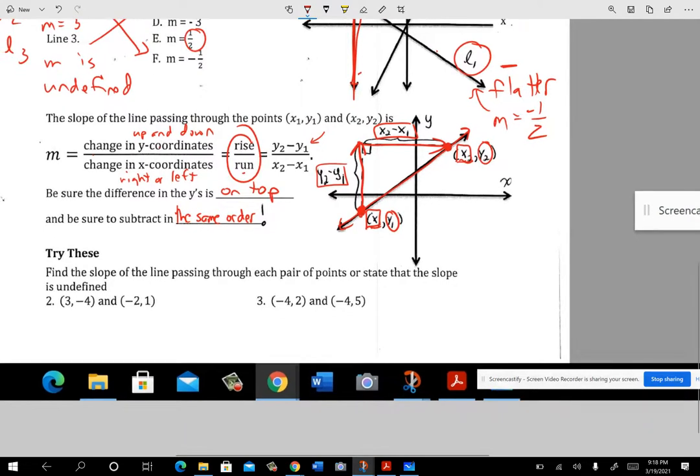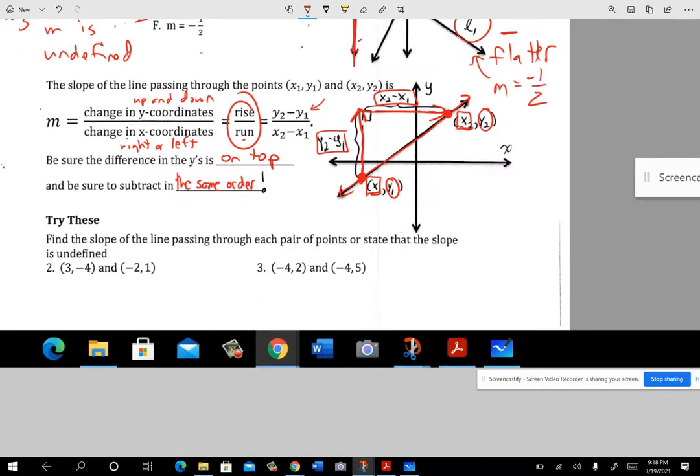All right, so let me show you what I mean. So here's an example. This says, find the slope of the line passing through each pair of points or state that the slope is undefined. Okay, so here I don't have a graph or anything like that. If I'm given 2 points, probably the best thing to do is to think of the formula, think of the change in y over change in x. But normally what I do is this. I just know I need to subtract my y coordinates.